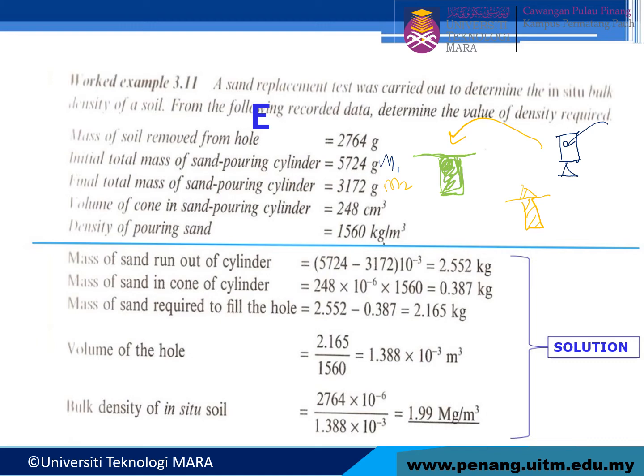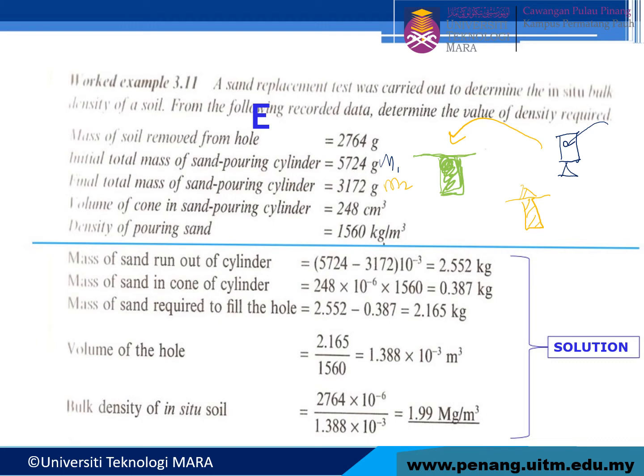The volume of the cone in the sand pouring cylinder is 248 centimeter cube. The density of pouring sand is 1560 kg per meter cube. First, you have to determine the mass of sand run out of the cylinder, so M1 minus M2. You will get 2.552 kg.